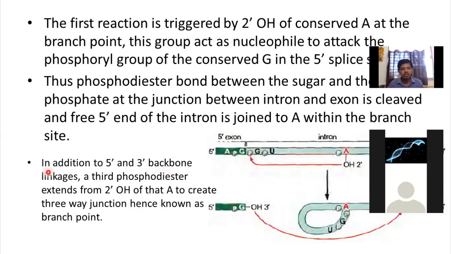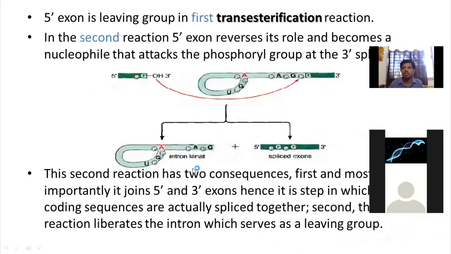Now, the next step is that in addition to the 5' and 3' backbone linkages, a third phosphodiester extends from the 2' OH of that A to create a three-way junction, hence known as the branch point. So here, this oxygen acts as a nucleophile. It will attack this exon part. At that time, this exon will join with the other exon. During the joining, it will cleave the phosphodiester bond present between the intron and the exon. In this way, the intron will be removed and two exons will be joined.